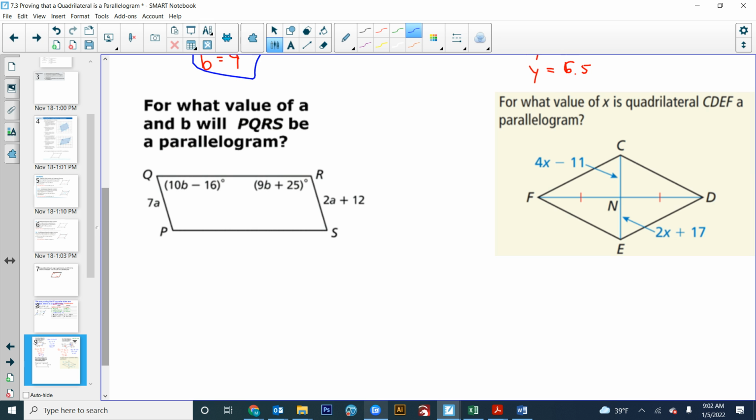So let's start with the sides. 7a equals 2a plus 12. We get 5a equals 12. We get a is 2.4, is what I'm getting.